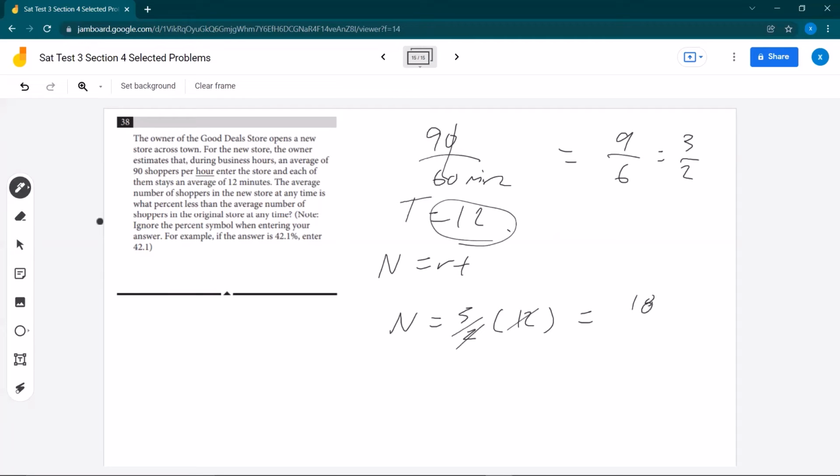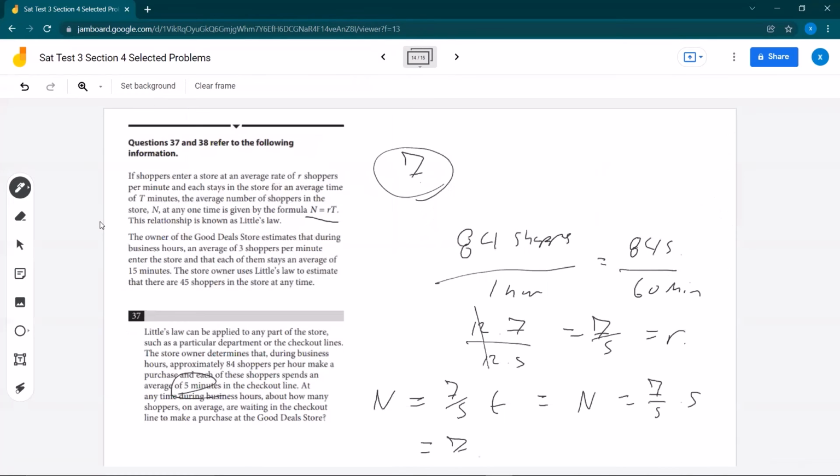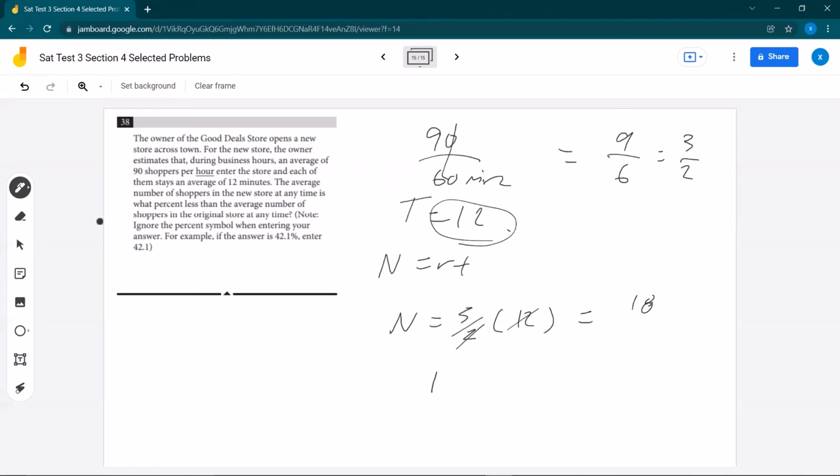And we want to know the average number of shoppers in the new store at any time, and what percent less it is than the average number of shoppers in the original store at any same time. Let's see what the original store is. 45 shoppers. And we calculated that there are 18 shoppers based on Little's law here.